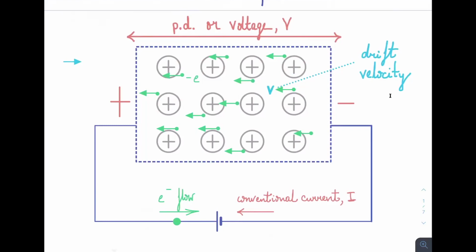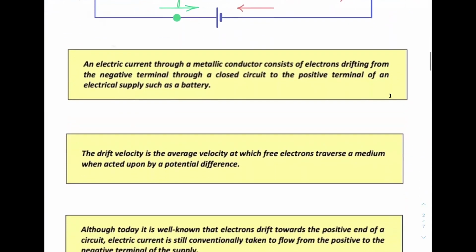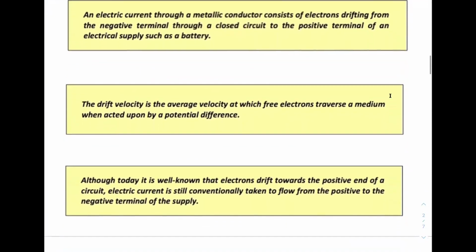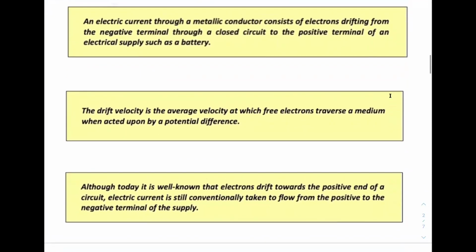The term drift velocity is defined as the average velocity at which free electrons travel through a conductor when under the influence of an electric field. Okay, so we have the definition here for drift velocity.